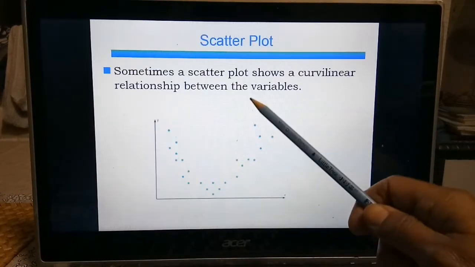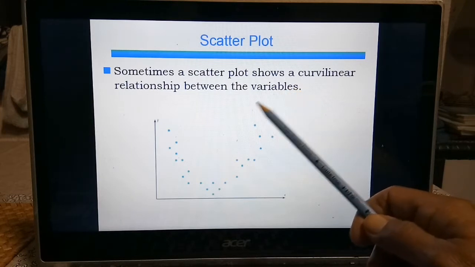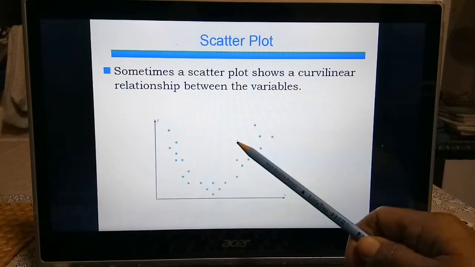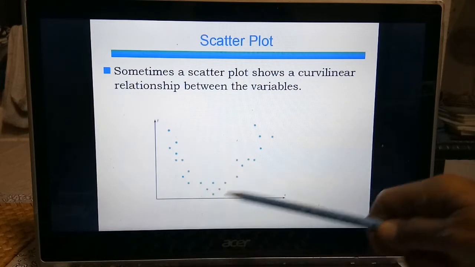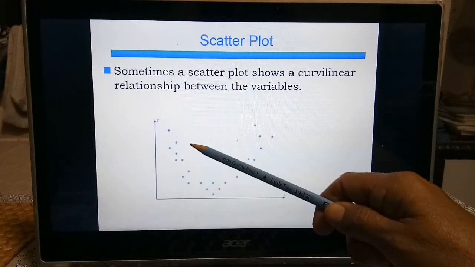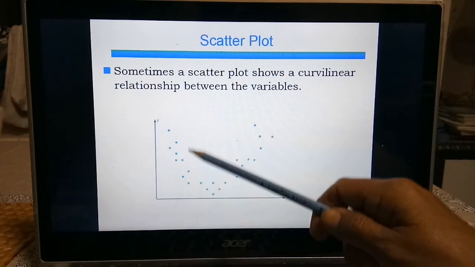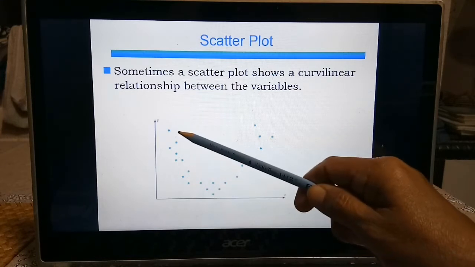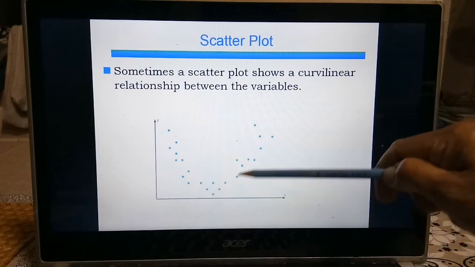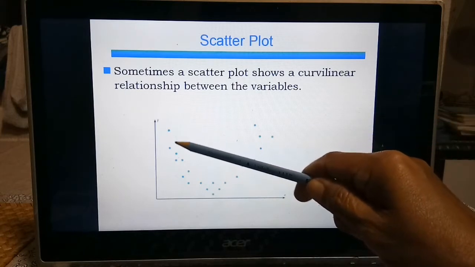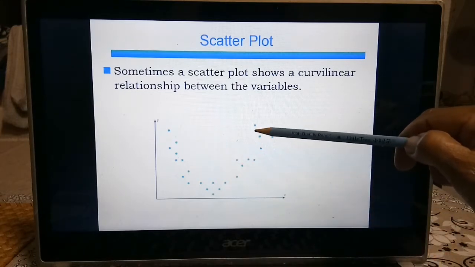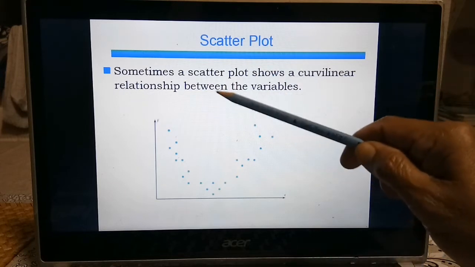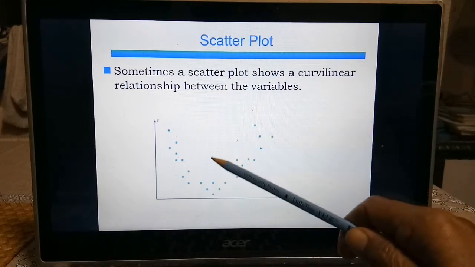Okay, so sometimes a scatter plot shows a curvilinear relationship between the variables. So kalau kita dapat scatter plot yang macam ni, kita boleh expect that the relationship tu is a bit curvy, dia bentuk curve macam ni. So bukan straight line, line dia menurun kemudian dia menaik semula. So it's a curvilinear relationship between variables X and Y.